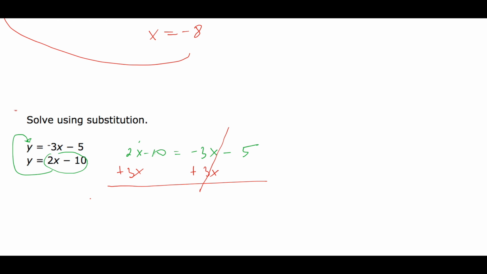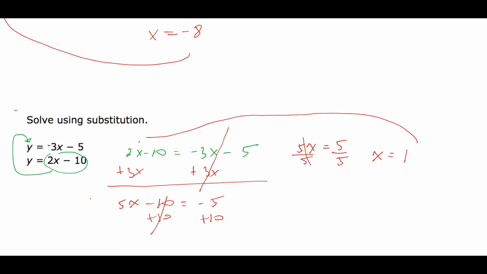Now what do I get on the right? On the right, negative 8, good. On the left, all right, now what do I do? Add the 10, gone. Then you get 5x equals what? Yeah, 10 minus 5. 5. Divide by 5. Divide by 5. X equals what? Now what do you do?